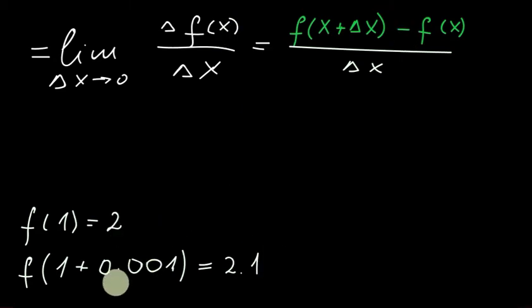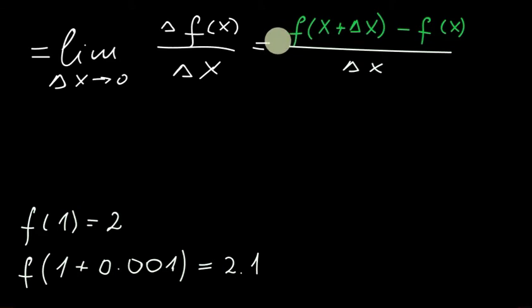So, but our delta x here is actually very close to 0. It's not 0.001, it's much smaller. But here's what we essentially did. Now, this is basically the definition of a derivative.